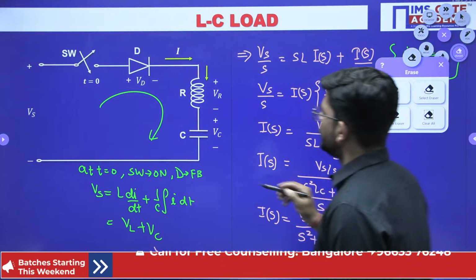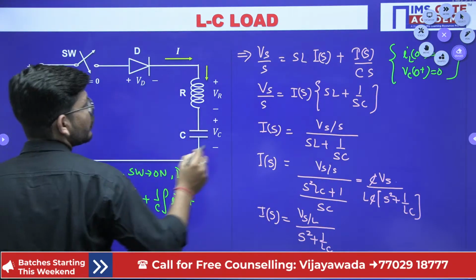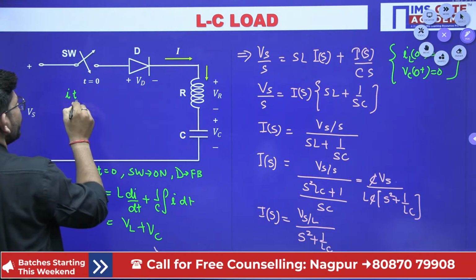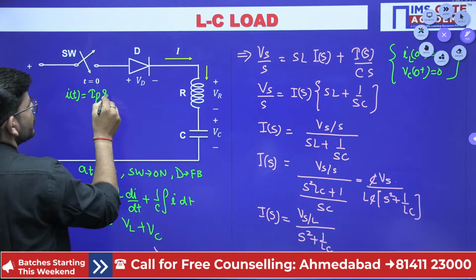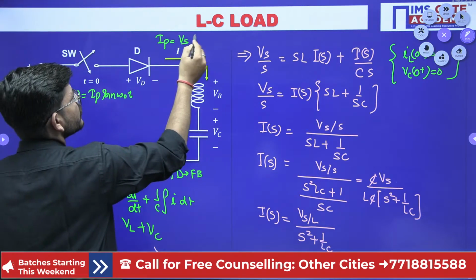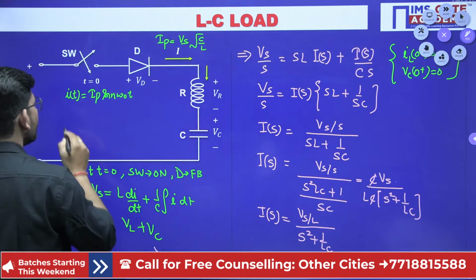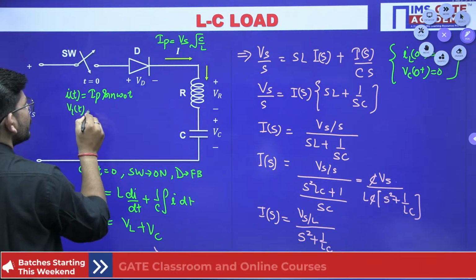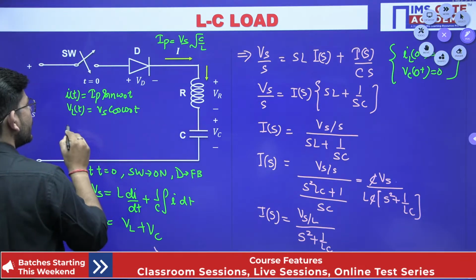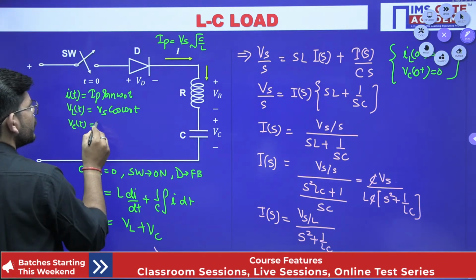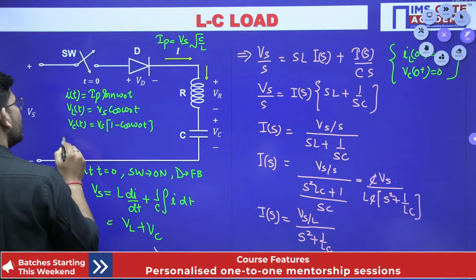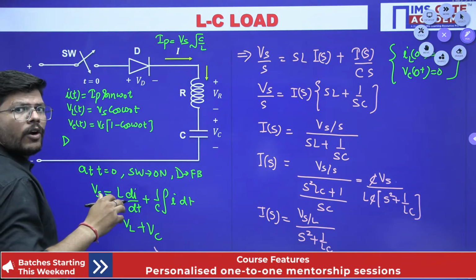So if I have to summarize what I have obtained across this circuit, what is the expression for current here? The expression for current is Ip sine omega naught t, and you know the value of Ip, which is equal to Vs under root C by L. What is the expression for voltage across the inductor? This is following the cos curve. What is the expression for capacitor voltage? This is equal to Vs into 1 minus cos omega naught t.